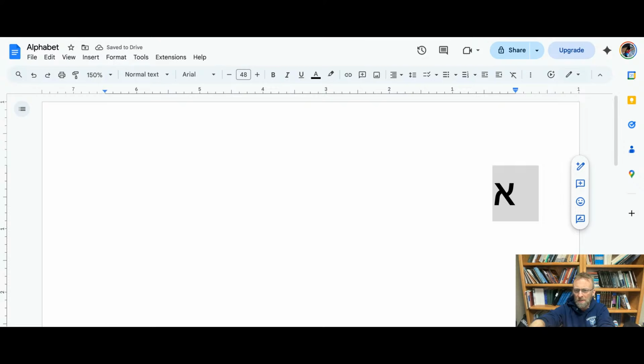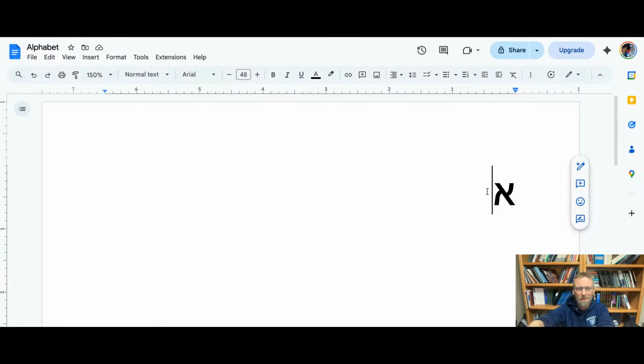All right. We are going to start with the first few letters of the Hebrew alphabet. The first one is going to be Aleph. I'm going to increase the size of this significantly. Hopefully that's good. Does that look all right to you guys there? All right, the first letter is Aleph.